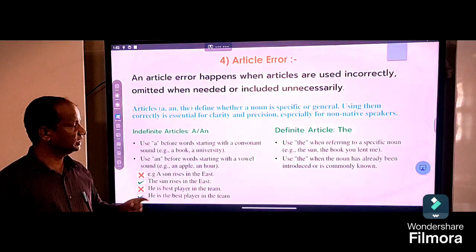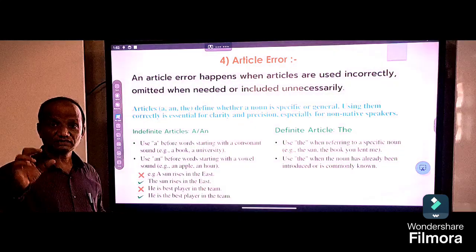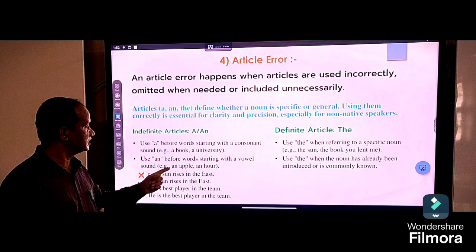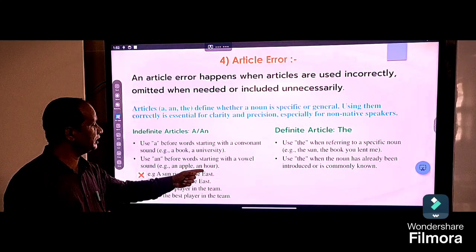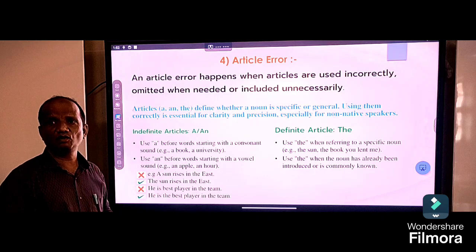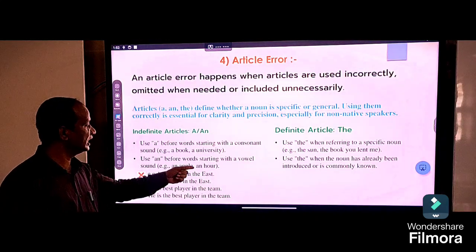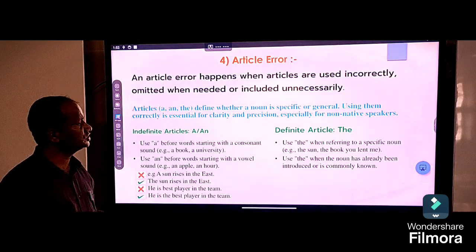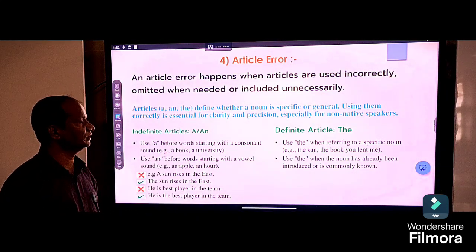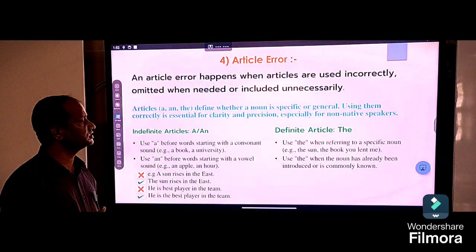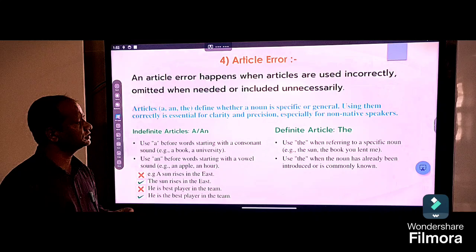Just like that, there are some words that begin with a consonant but are pronounced with a vowel sound. Just like here, "an hour": it begins with a consonant letter, but the pronunciation is like a vowel sound. So we use "an" before "hour". Then the article "the" is used when referring to a specific noun. विशिष्ट गोष्टींची त्या ठिकाणी रेफरन्स देत असताना, or referring to a specific noun, we have to use the article.